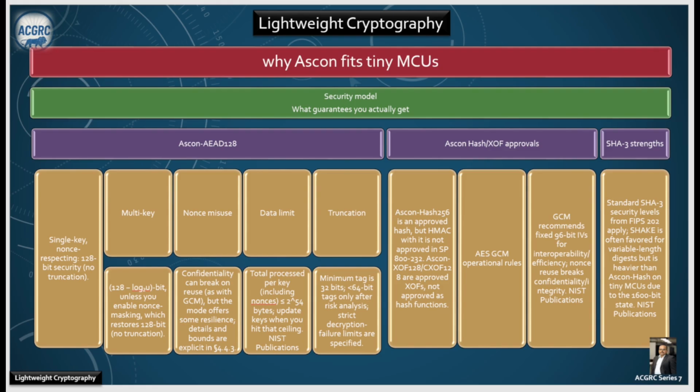GCM recommends a fixed 96-bit nonce for interoperability. The SHA-3 security levels from FIPS 202 apply. It's heavier than Ascon.